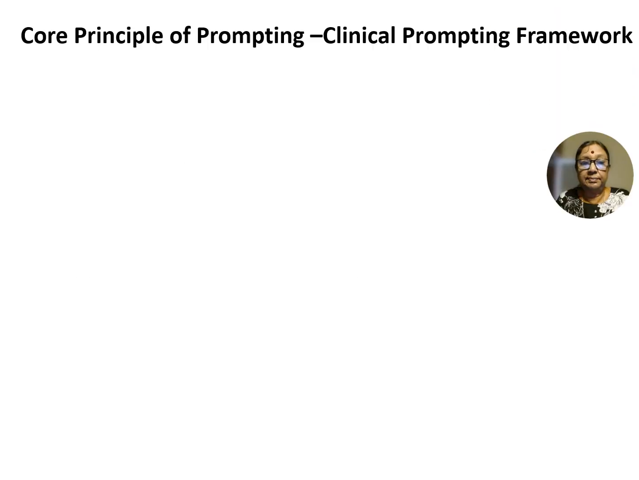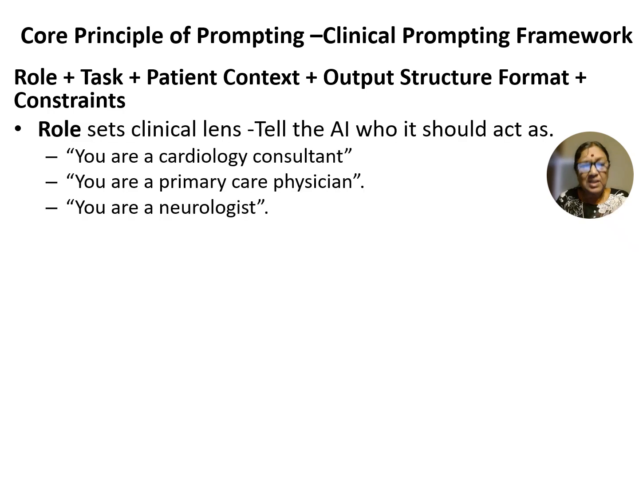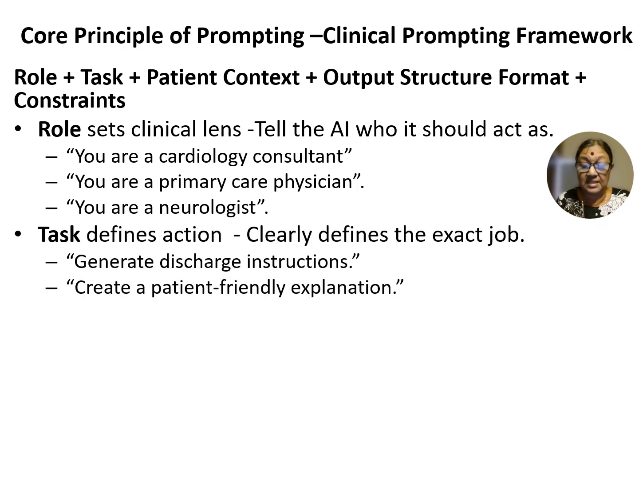Now, what we're going to do is, we are looking at what is the core principle of prompting in a clinical scenario or context. We'll call it a clinical prompting framework. It consists of 5 components: role, task, patient context, output structure format, and constraints. So what is this role? It is telling AI what it should act as. So as a cardiologist consultant, a primary care physician or neurologist, what do you want ChatGPT to act as? That is, in what perspective you want it to give the answer.